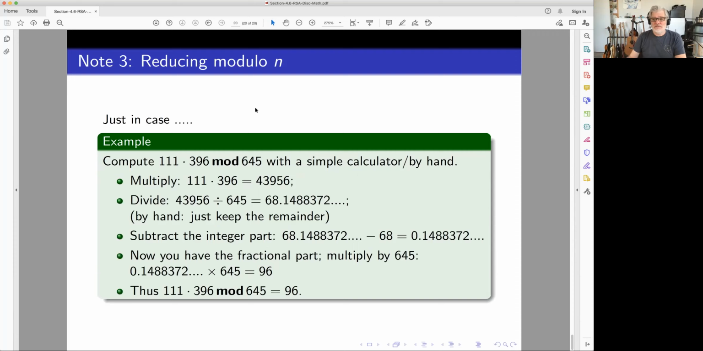Yeah, just in case, how do you reduce mod n if you have a calculator and the numbers are pretty big? So I just put this example, which is part of the previous slide, where I had 3 numbers to multiply.